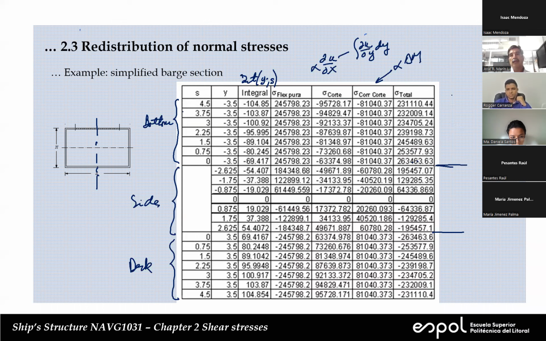Okay, so what we have to do here is we have to have a Simpson factor, and then here we have the product. We have to be careful here because the product is equal to the Simpson factor, which is this, times sigma corrected, and we have to multiply by y, which is this one here.